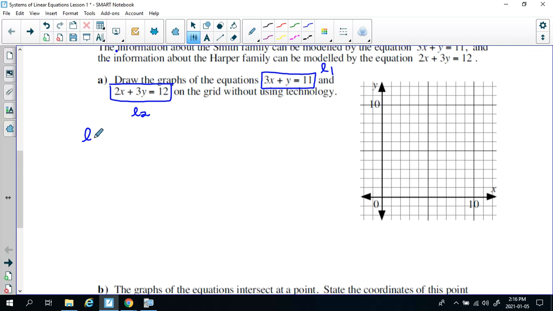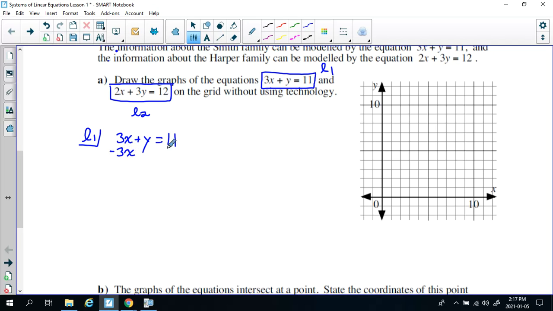Let's start off with line 1. Line 1 is currently in a format that we cannot use to plot a straight line. There are 3 different ways you can plot a straight line. The one that I prefer is the method where you write the equation in y equals mx plus b format, identify the y-intercept, identify the slope, and form a line based on the y-intercept and the slope. So the first thing I'm going to do is manipulate this equation to get it into y equals mx plus b format. The way to do that is get y by itself.